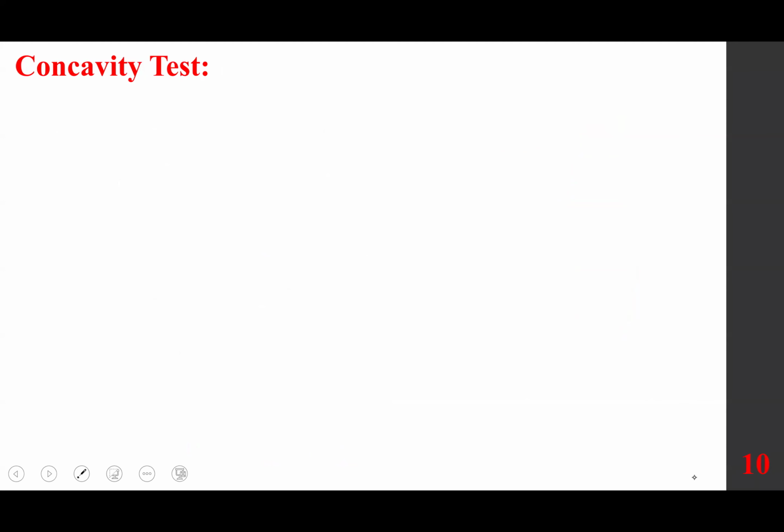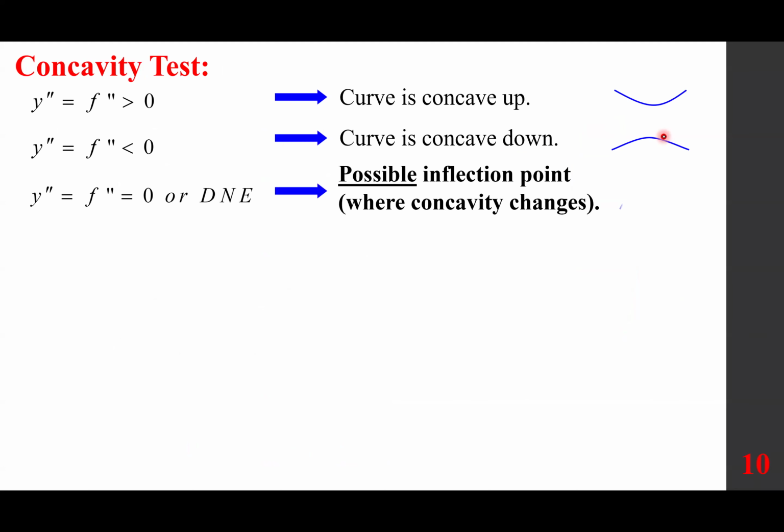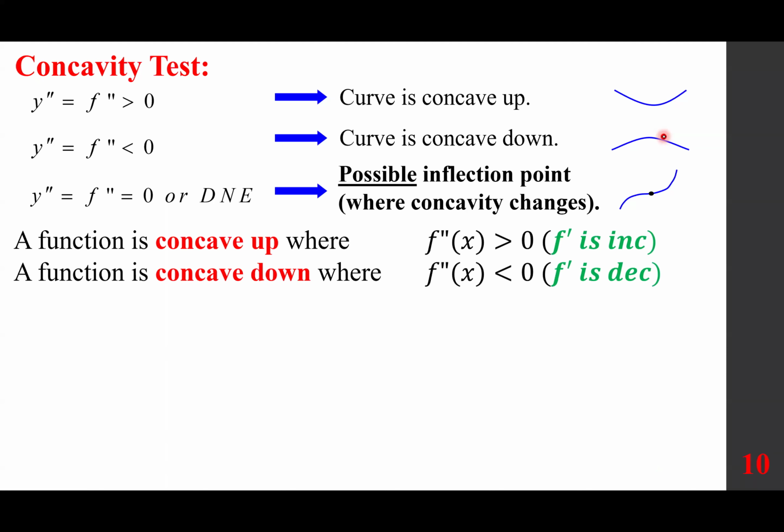What about the test of concavity? Well, when y double prime or f double prime is positive, the curve is concave up, looking like that. If it's negative, it's concave down, looking like that. Where it's 0 or doesn't exist, those are possible inflection points where concavity changes. So a function is concave up where f double prime is positive, which means f prime is increasing. And it's concave down where f double prime is negative, which means f prime is decreasing. How do you figure it out? Use a sign graph.